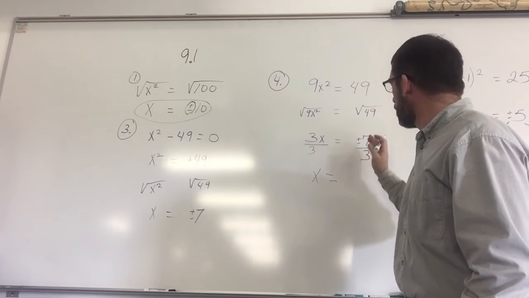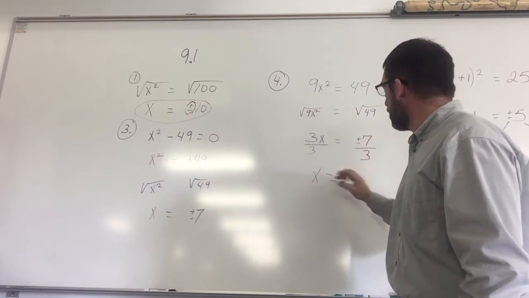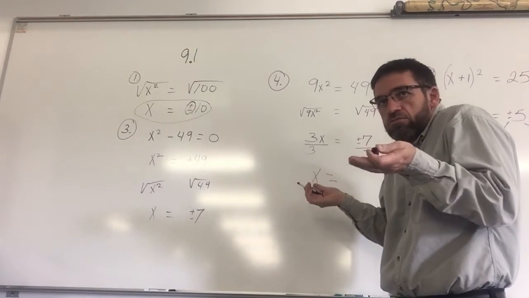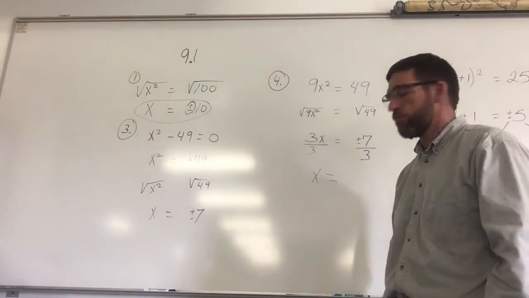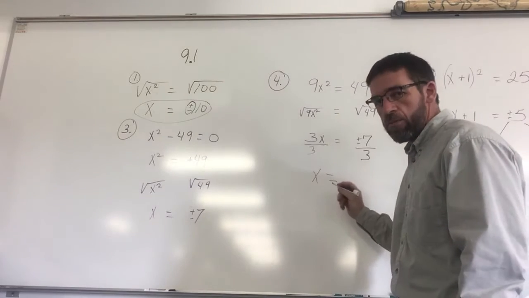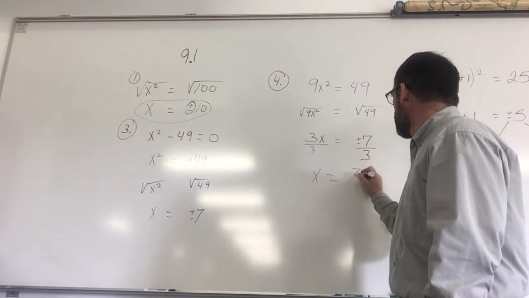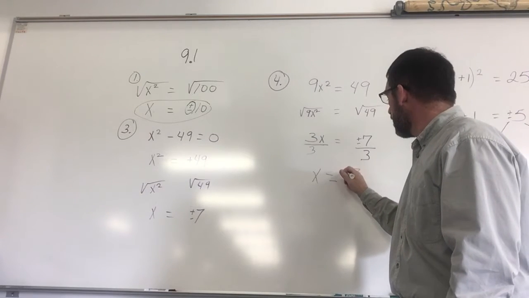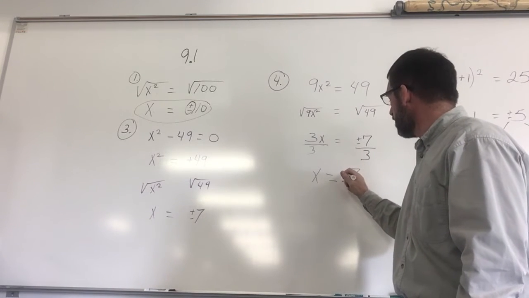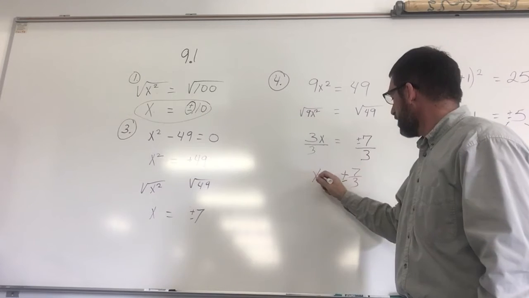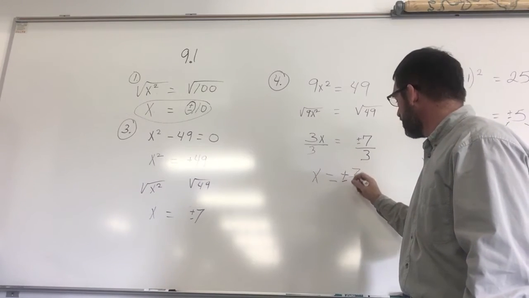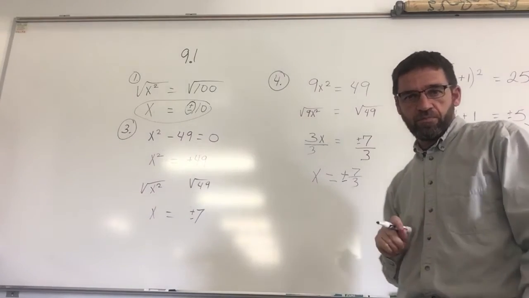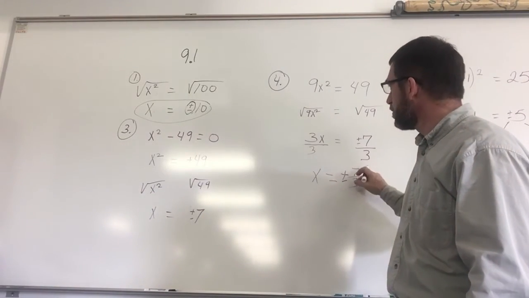What do you have here? I mean, you can't divide 3 into 7. Well, you just have a fraction. No problem. It's even an improper one if you leave it that way, but in algebra, it does not matter. And did you forget to put the plus and negative? X could equal negative 7 thirds, or it could equal positive 7 thirds. That's your answer for number 4.